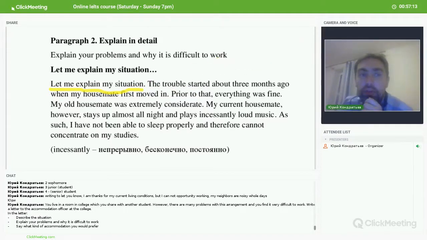The trouble started about 3 months ago when my housemate first moved in. Prior to that, everything was fine. Or you can say had been fine. Past perfect is also suitable here. My old housemate was extremely considerate. My current housemate, however, stays up almost all night and plays incessantly loud music. That's incessantly, non-stop. As such, I have not been able to sleep properly and therefore cannot concentrate on my studies.